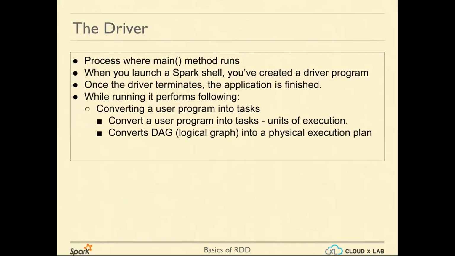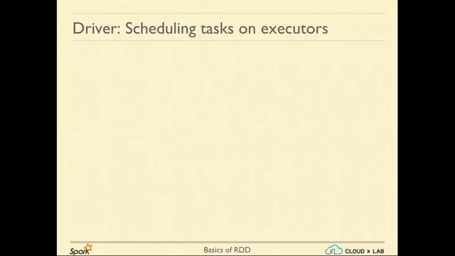It converts the code into a DAG. It converts the DAG into a physical execution plan. So basically, the driver is the one which schedules your code's execution on individual machines. It takes care of breaking down your code into parts and then scheduling those tasks on the executors.